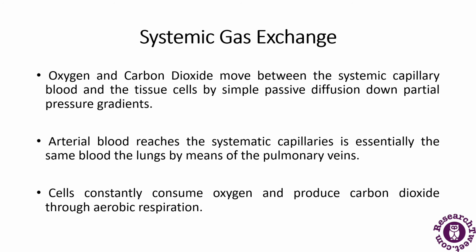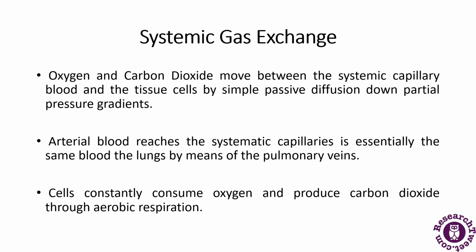So the cells, what are the cells doing? They constantly consume oxygen and produce carbon dioxide through the process of aerobic respiration, in which oxygen is required. So aerobic means oxygen is required for the process of respiration. Now the cellular partial pressure of oxygen averages about 40 mmHg and the partial pressure of carbon dioxide is about 46 mmHg, although these values are highly variable depending on the level of cellular metabolic activity. So this was also represented in the diagram itself.